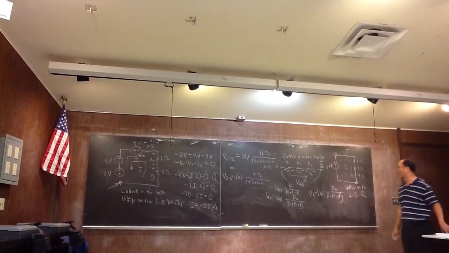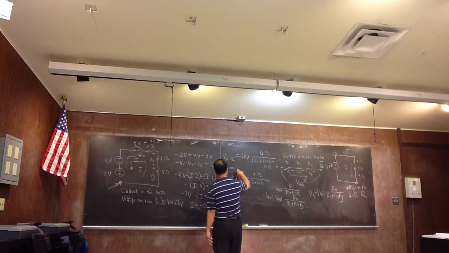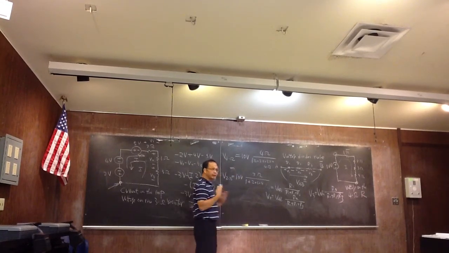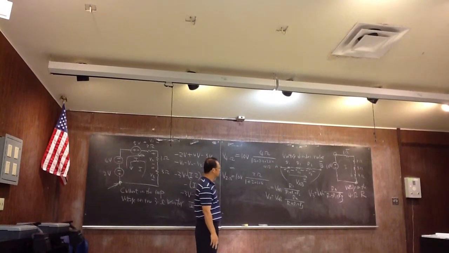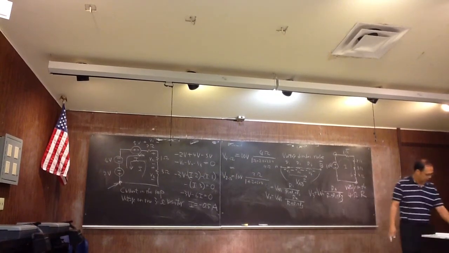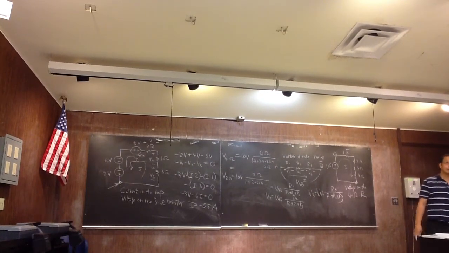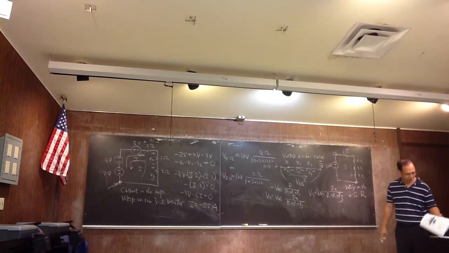Once you know the voltage, you can divide the voltage by the resistance and that gives you the current. Okay, I think we better stop here because I don't have enough time to do it.